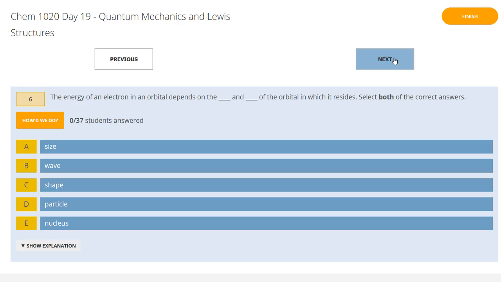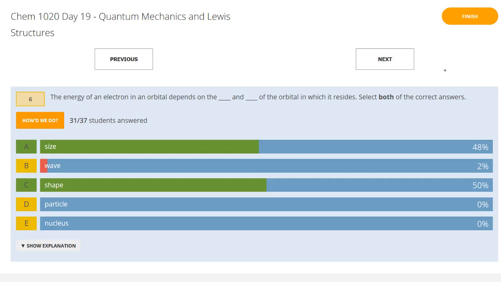The energy of an electron in an orbital depends upon which two characteristics? Energy of an electron in an orbital depends upon which two characteristics? Select both of the correct answers. And count down. 5, 4, 3, 2, 1.